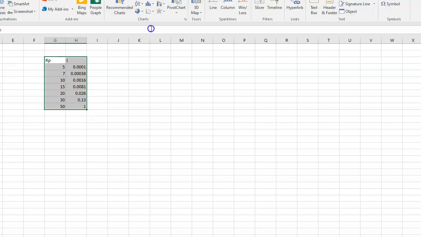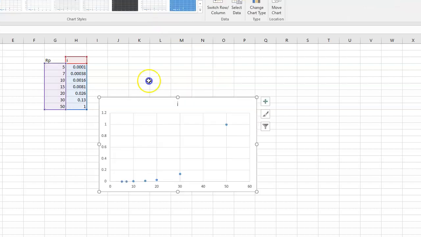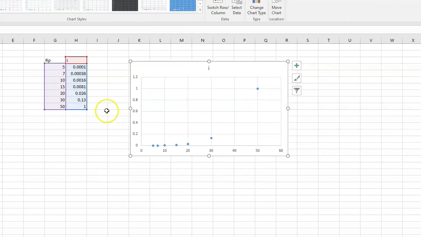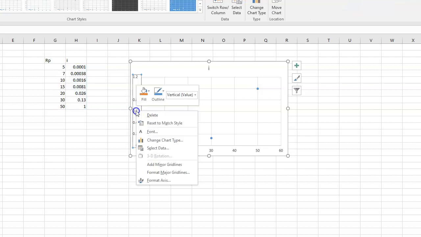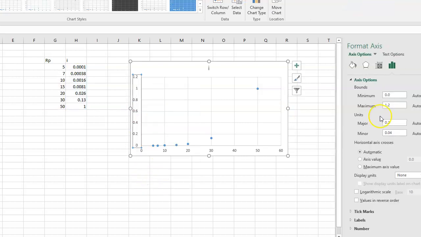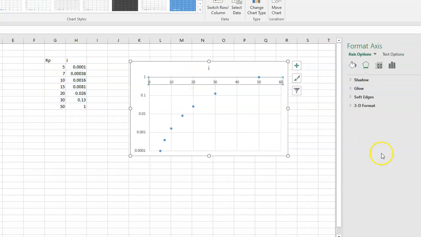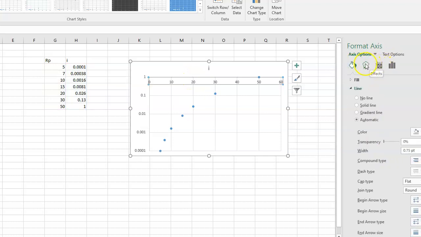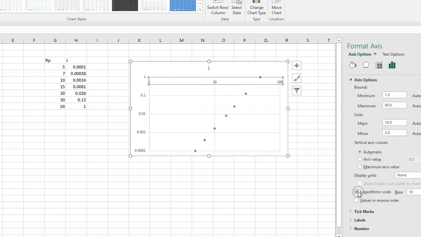All right, I'm going to go insert. I'm going to do an XY scatter plot, all right, because that is the type of data we have. We have this value versus that value. Then I'm going to go over here. I'm going to say, all right, let's change this axis to a logarithmic scale base 10. Let's change this axis to a logarithmic scale base 10.